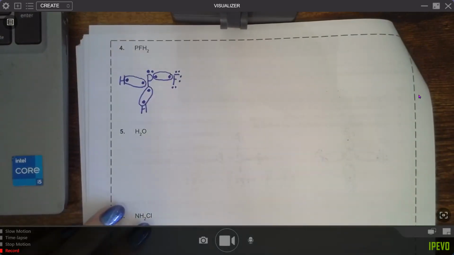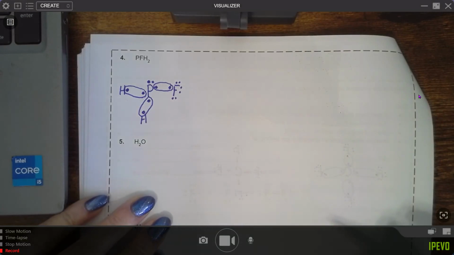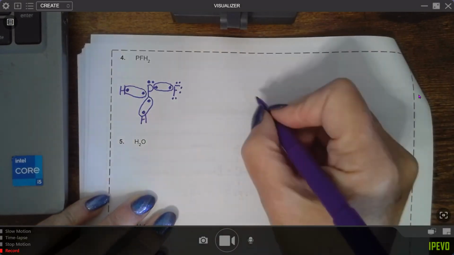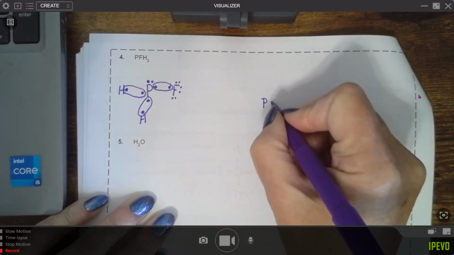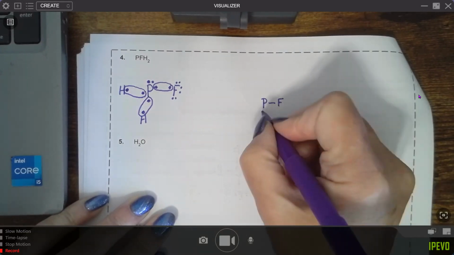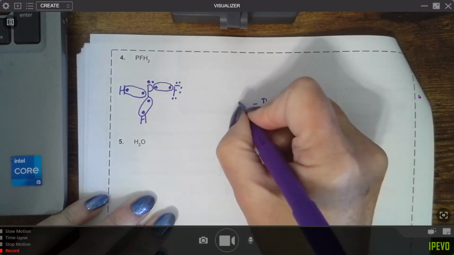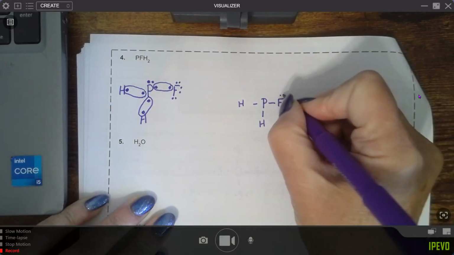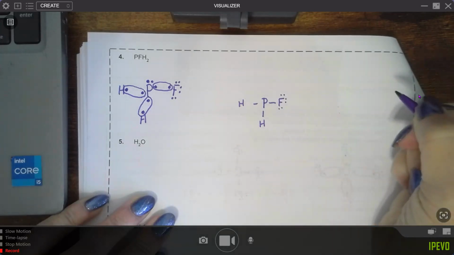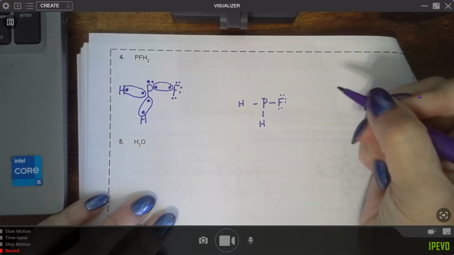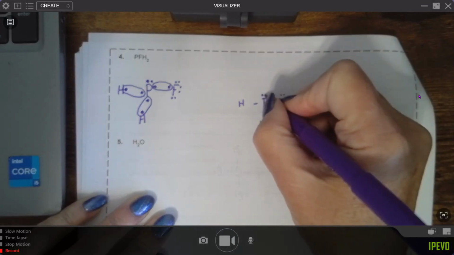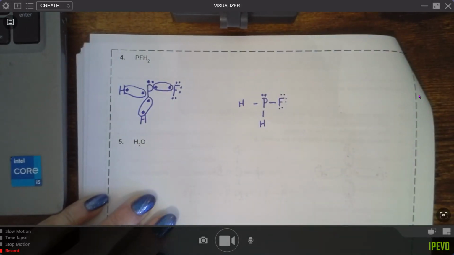All right. Back to our PFH2. So we're going to redraw this. We're going to neaten it up. So we have a bond to the fluorine, a bond to each hydrogen, and then we've got 7. We've got to add the other 6 electrons around the fluorine, and we have to add the lone pair of electrons on the phosphorus.